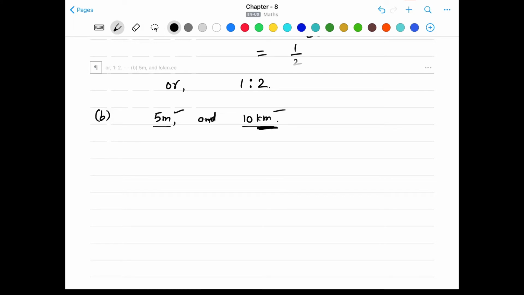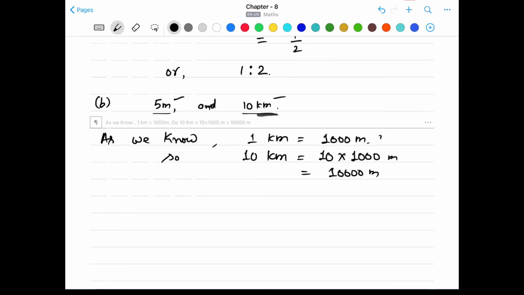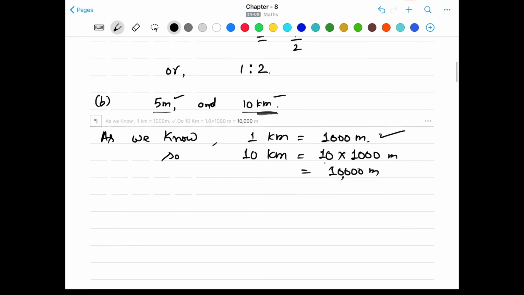so we'll change kilometer to the smaller unit, which is meter. For that we'll write, as we know, 1 kilometer is equal to 1000 meter. So 10 kilometers will be 10 into 1000, which is 10,000 meter. As we know 1 kilometer is equal to 1000 meters, so 10 kilometers will be 10 into 1000 meters, which is 10,000 meters.